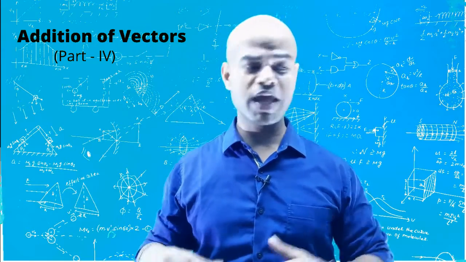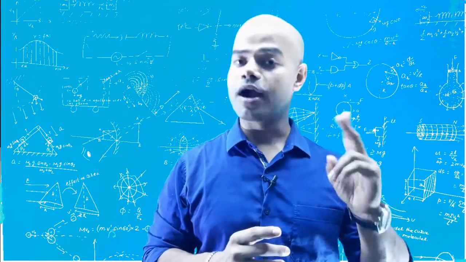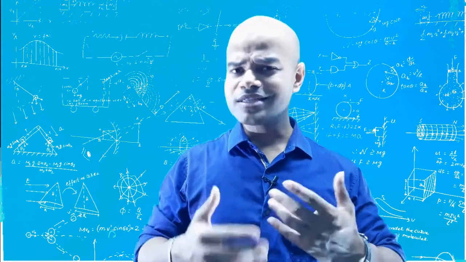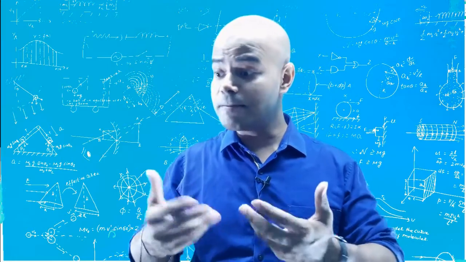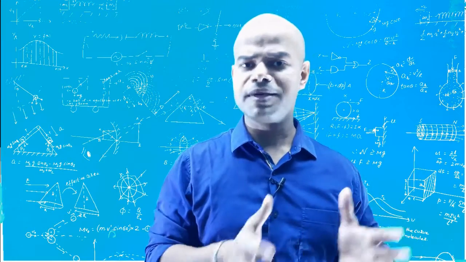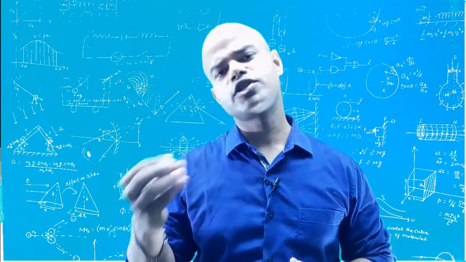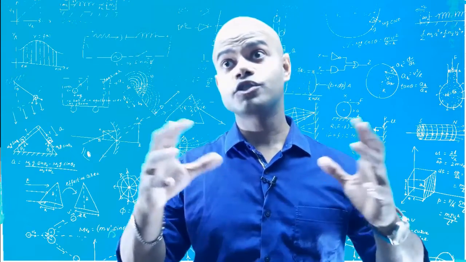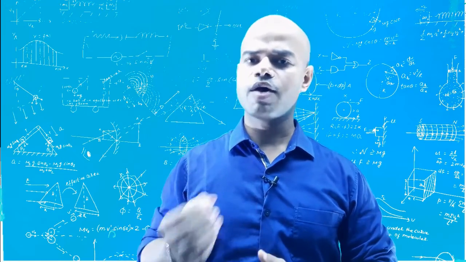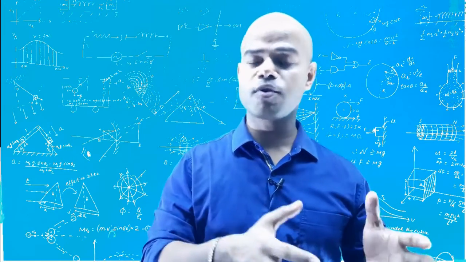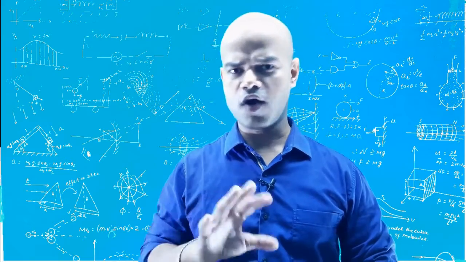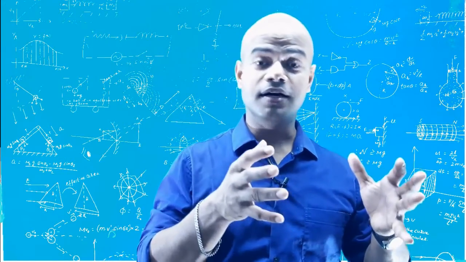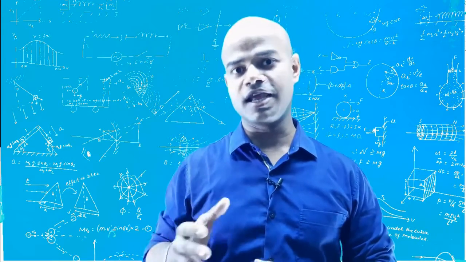Under addition of vectors, we have already done part 1, part 2 and part 3. In part 1, we discussed what addition of vectors is, what it really means to add vector quantities, simply an introduction to addition of vectors. Then in part 2, we talked about the various laws of addition of vectors, where we covered the parallelogram law in detail, not the other laws. Then in part 3, we talked about the triangle law of vector addition in detail.